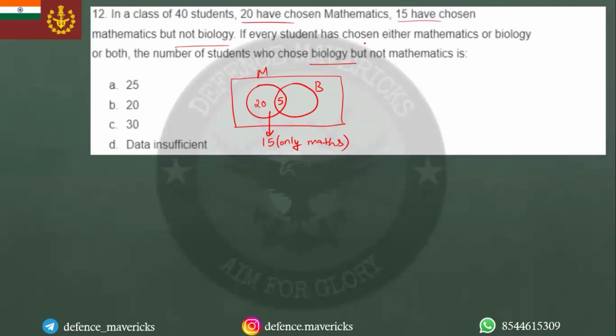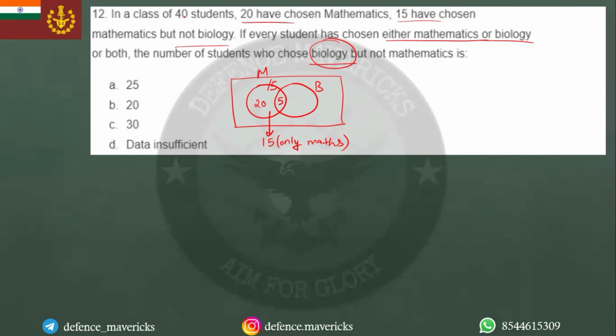Now it says if every student has chosen either maths or bio, then number of students who chose bio but not maths is how much? So first of all, let's find out how many have chosen bio. So if there are 15 over here in maths only, if there are 5 over here, so how many are remaining over here? You can also do it through union wala example.